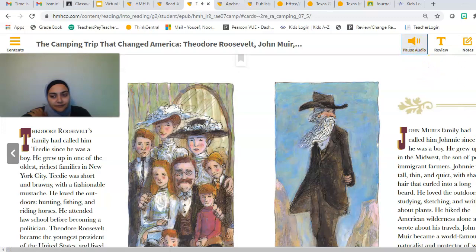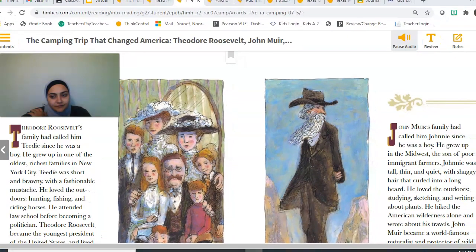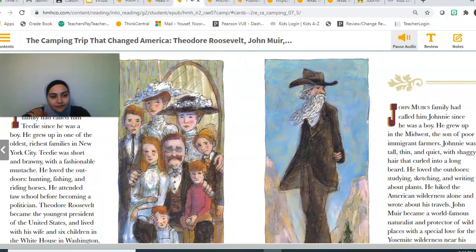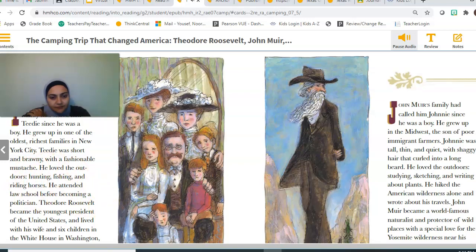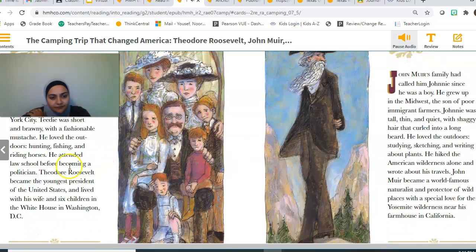Theodore Roosevelt's family had called him Teedy since he was a boy. He grew up in one of the oldest, richest families in New York City. Teedy was short and brawny, with a fashionable mustache. He loved the outdoors, hunting, fishing, and riding horses. He attended law school before becoming a politician. Theodore Roosevelt became the youngest president of the United States and lived with his wife and 6 children in the White House in Washington, D.C.